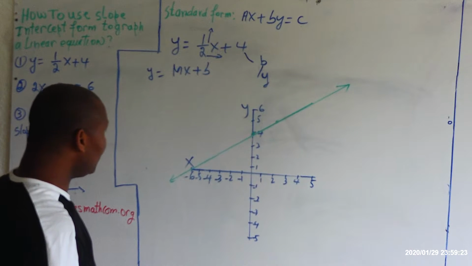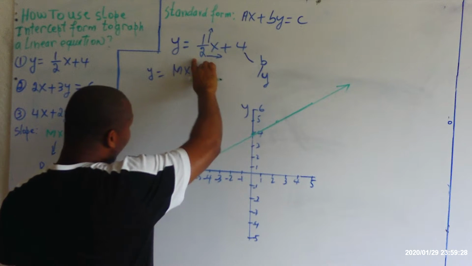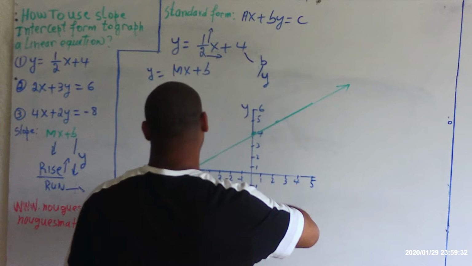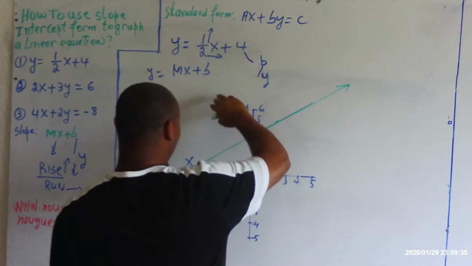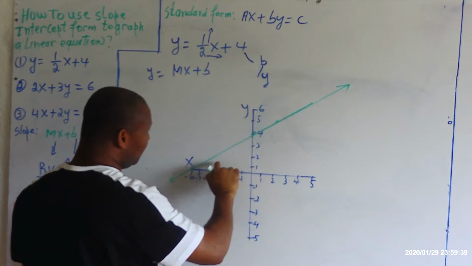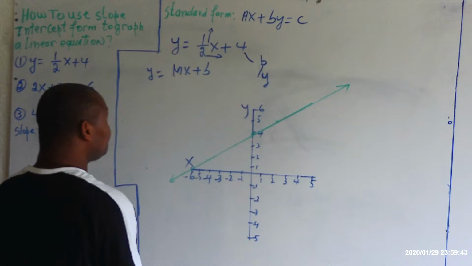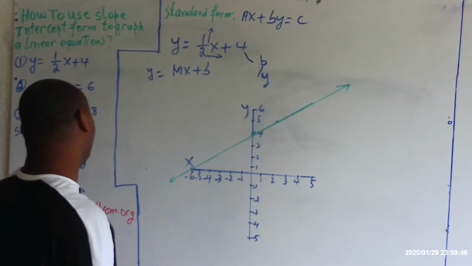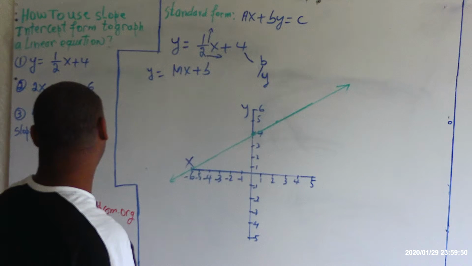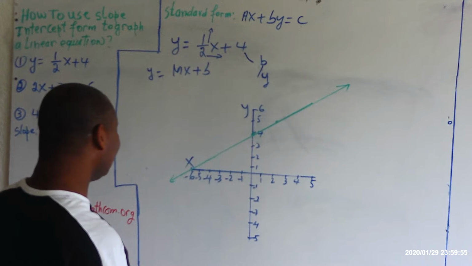My graph is right because this is a positive function. My graph must lean to the right. If it was a negative function, my graph would lean to the left, okay? But because it's positive, it leans to the right. So that's how we graph with the slope-intercept form. So now, we're going to do the second exercise.